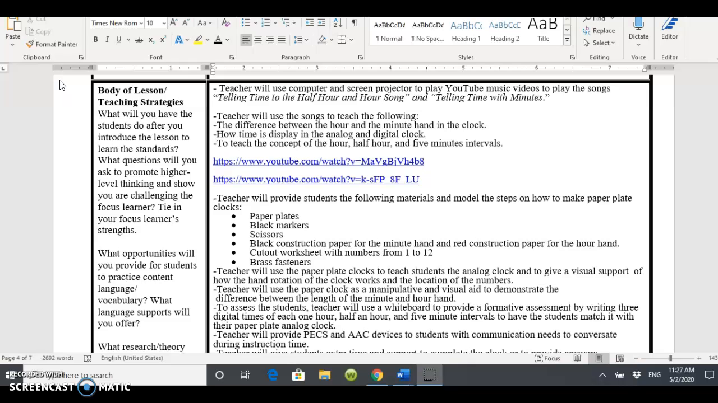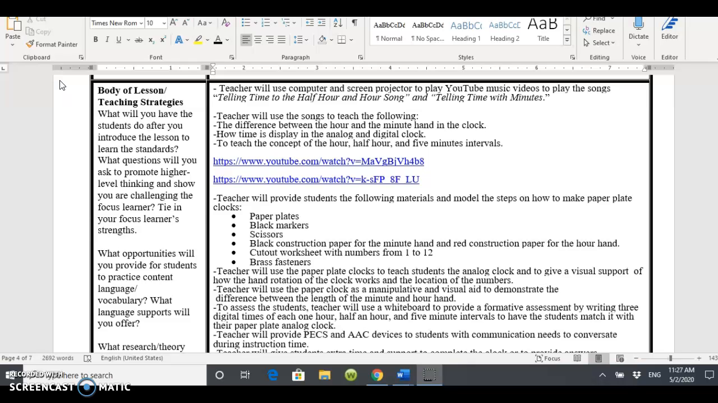Teacher will use the paper clock as a manipulative and visual aid to demonstrate the difference between the length of the minute and hour hand. To assess the students, teacher will use a whiteboard to provide a formative assessment by writing 3 digital times of each: 1 hour, half hour, and 5-minute intervals, to have the students match it with their paper plate analog clock.